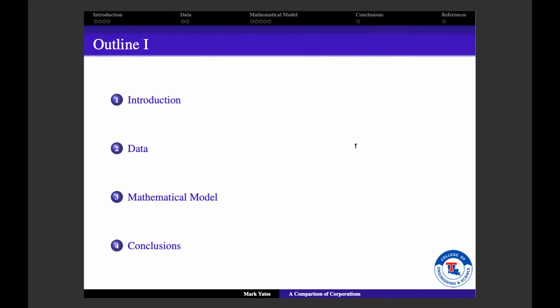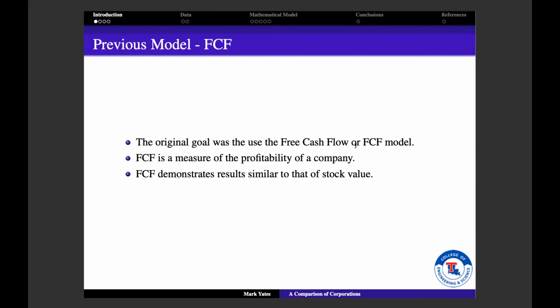So we'll go ahead and get started with the first part of my previous model, the free cash flow model. This was the original route we were going to take. The free cash flow model allows you to predict or measure the value of a private company, much the same way that stock value tells the value of a publicly traded company. It tells you about the profitability and the amount of cash flow that a company has on hand. Let's go ahead and take a look at that equation.